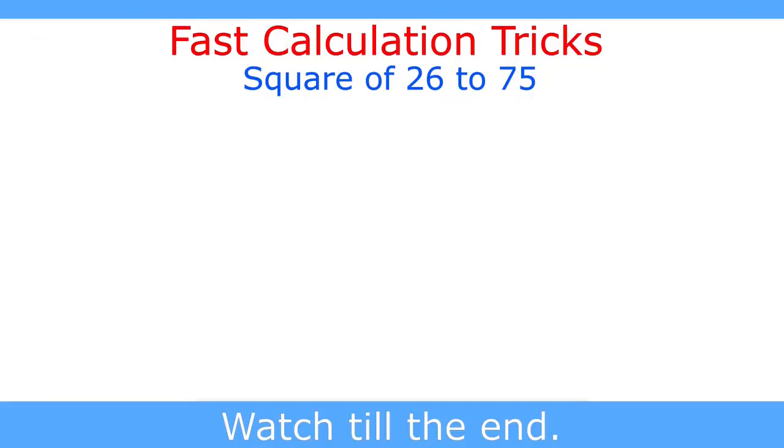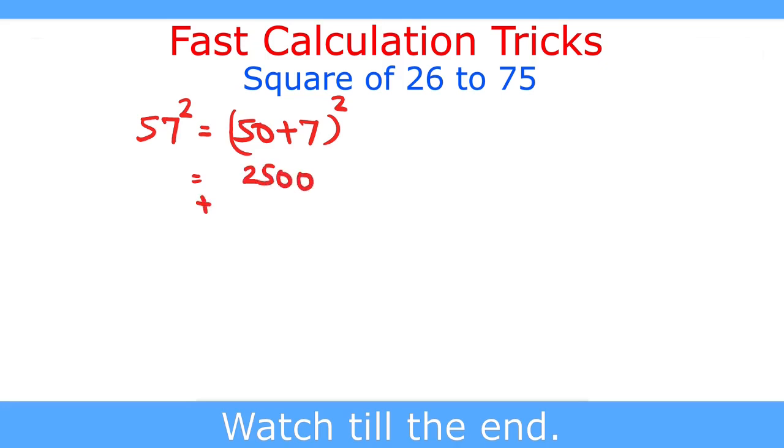Let us find the square between 26 and 75. Say our first number for which we are finding the square is 57. So square of 57 can be written as 50 plus 7 whole square. Now what we have to do? We have to write 2500 plus 700. For 7 we are putting 700 plus square of 7 is 49 and we add all these. This is 3249.